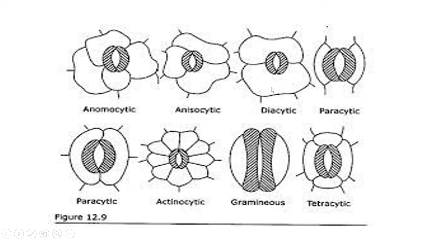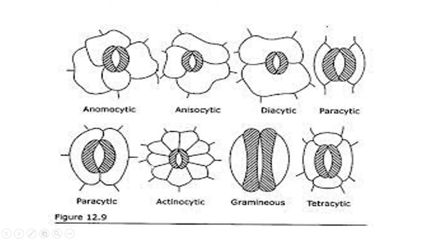Third one, diacytic. In this type, the stomata remain surrounded by a pair of subsidiary cells. Only 2 subsidiary cells surround the guard cells. Example, Dianthus and Hygrophila. Next one, paracytic. It is called parallel cell. In this type the stoma remains surrounded by 3 subsidiary cells. Sorry, not. By only 2 subsidiary cells which are parallel to the long axis. Other cells are epidermal cells.